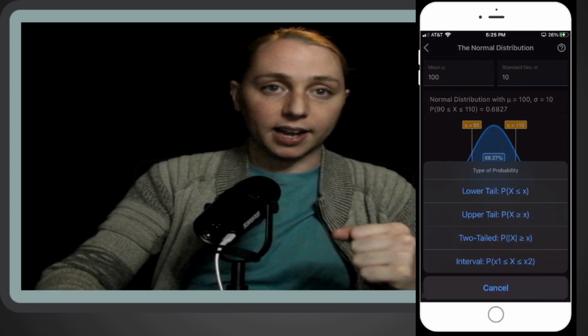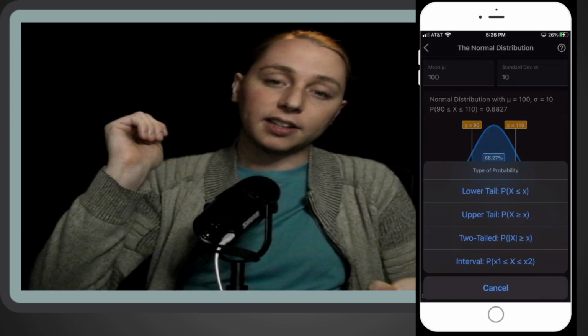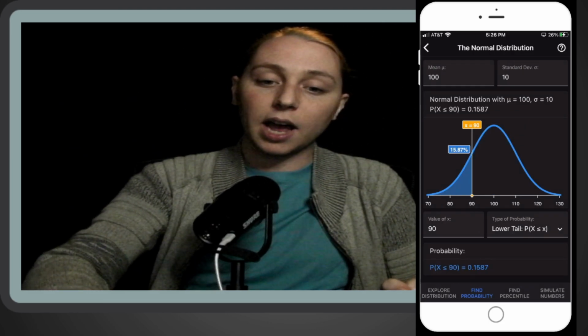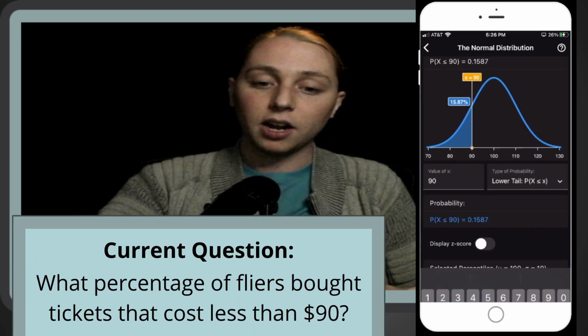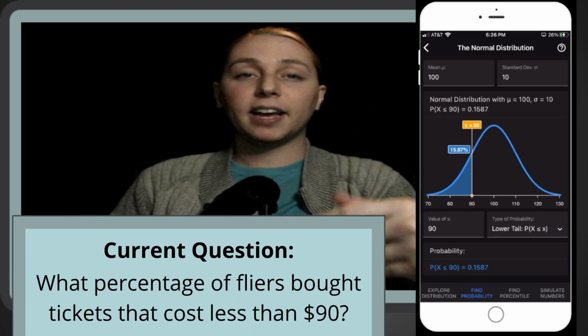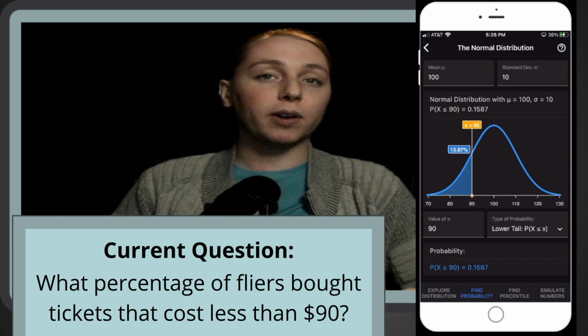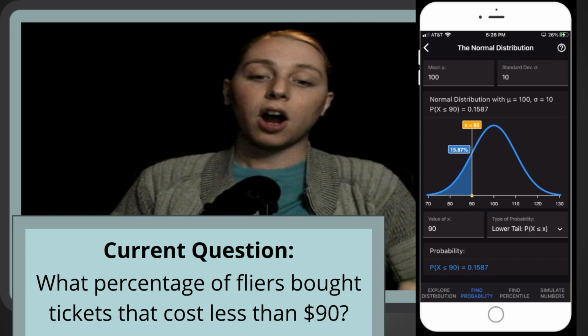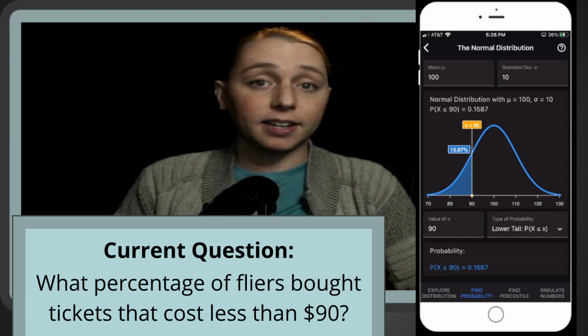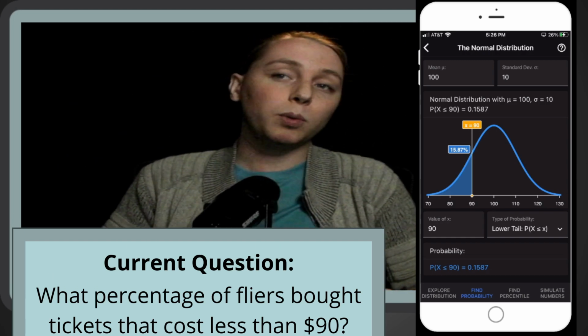Well, how do we figure this out directly with the app? We can change our type of probability to a single-tailed test. I'd like to know less than 90, so I'm going to choose lower tail, and we're going to put in the value 90 here, which is automatically put in for me. As it shows, 15.87% of flyers have paid less than $90 for their tickets, which should check out as well.